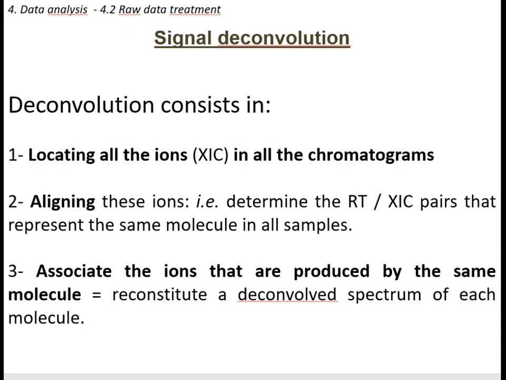So you're making a full list of the ions in the whole data set, in all the samples. And then you will align these ions. That is, you will determine the pairs of retention time and ion that represent the same molecule in all samples.